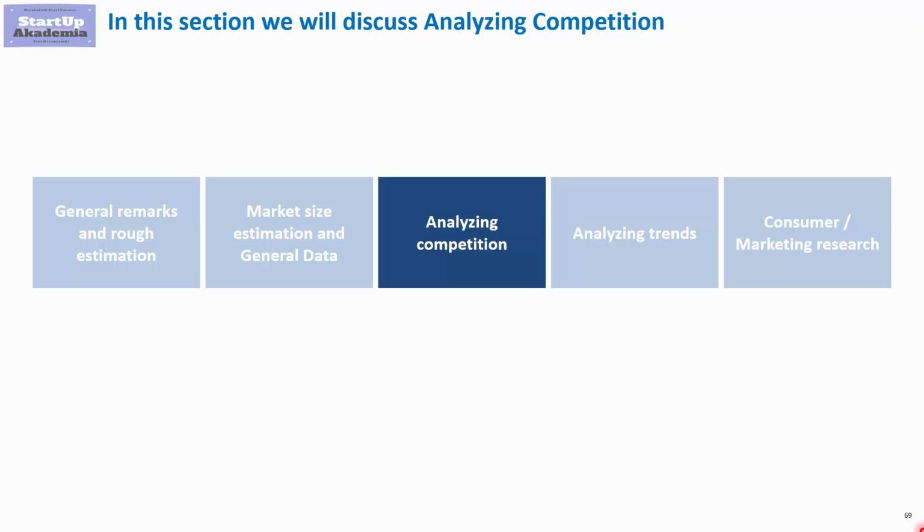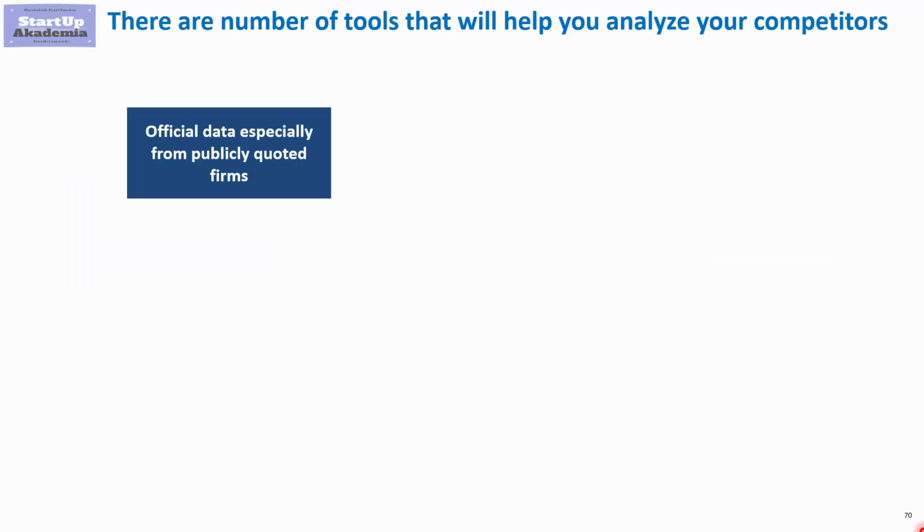There are a number of tools that you can use to analyze competition. We're going to discuss here just the most important ones. I would start by looking at official data, especially from publicly quoted firms. So here you've got prospects for the IPO, in other words, in the memorandum. Then you've got the regular reports that they issue every quarter, annual reports, the letters to the shareholders and things like that. So there you will find a lot of data.